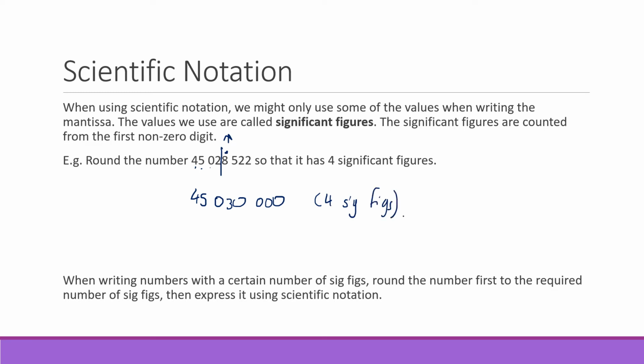Now, when we're writing numbers with a certain number of sig figs, we always round the number first to the required number of sig figs and then change it to scientific notation. So if it says express the following number in scientific notation with 4 sig figs, put it into 4 sig figs first and then scientific notation.